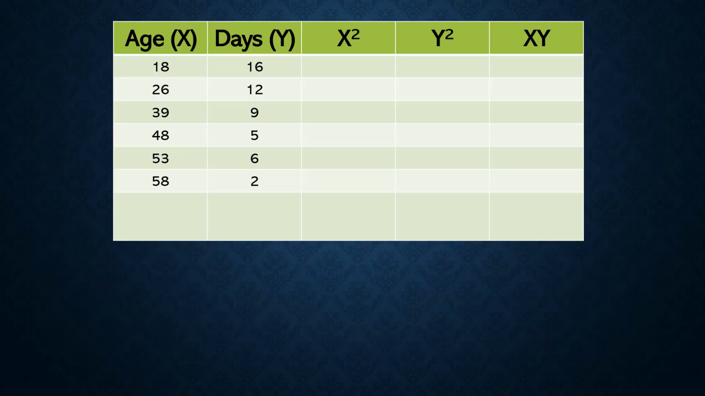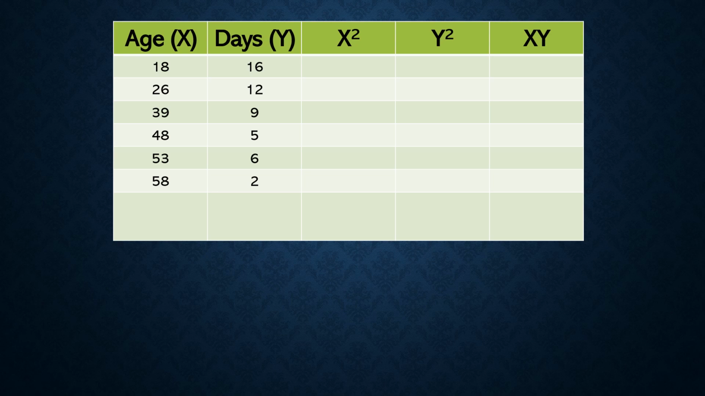So first thing, you're going to write the value of x, or the age. If the age is 18, the number of sick leave days is 16. If the age of the employee is 26, the number of sick leave days is 12. If the age is 39, they have 9 days sick leave. If the age is 48, they have 5 days sick leave. And if the age is 53, the number of days sick leave is 6. And if the age is 58, there are only 2 days sick leave.